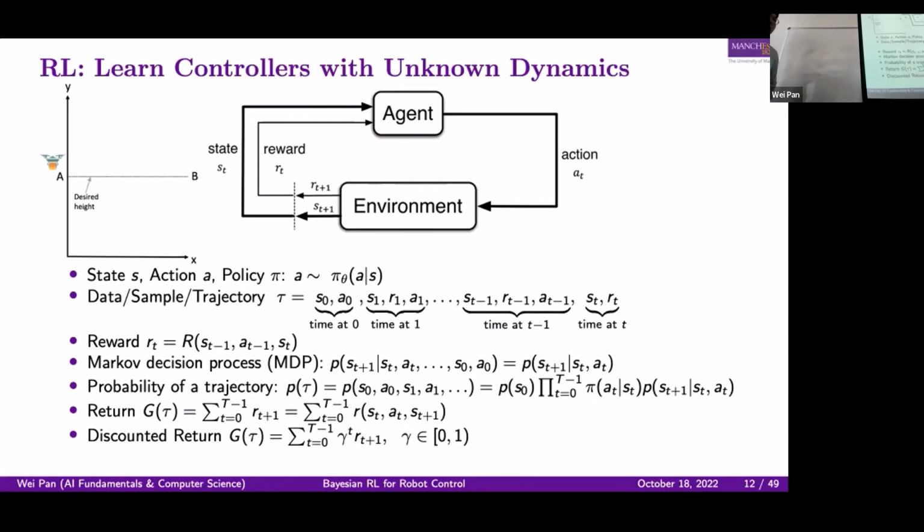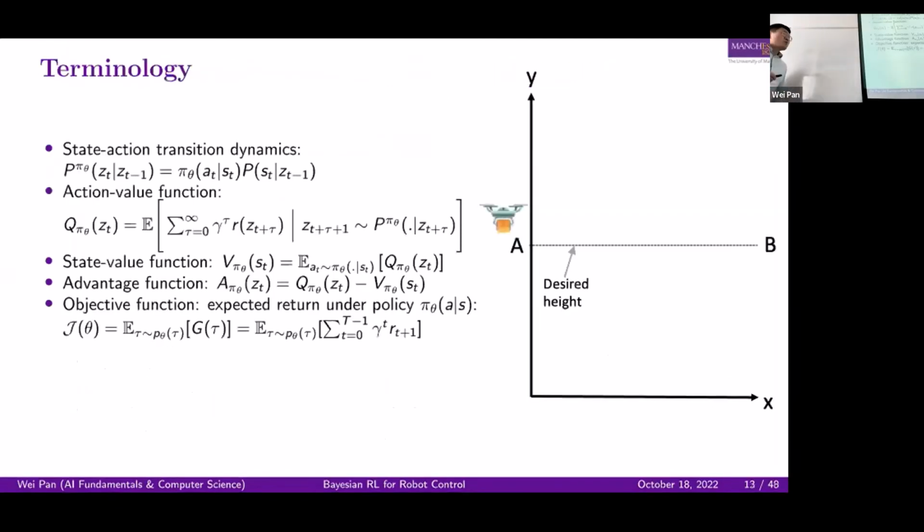We have the return. So we not only focus on the current reward, we want to sum them up into the very future. And most likely, we're going to focus on the recent reward. Well, we're going to focus less on the future reward. So that's why we have the discounted return. Then we have everything. So the Z here is called the state action pair, state and action. So we can write the state action transition dynamics.